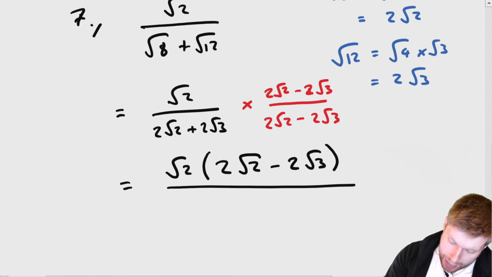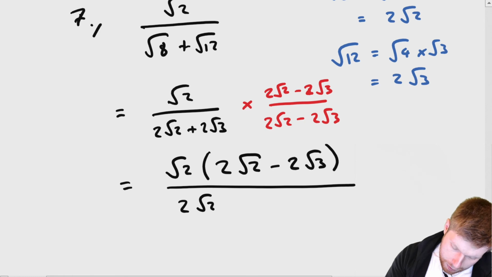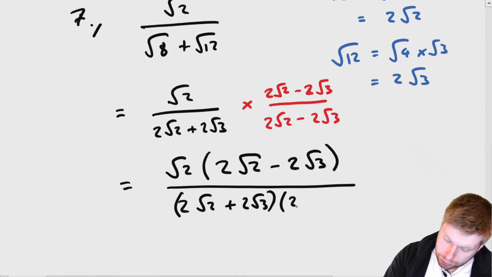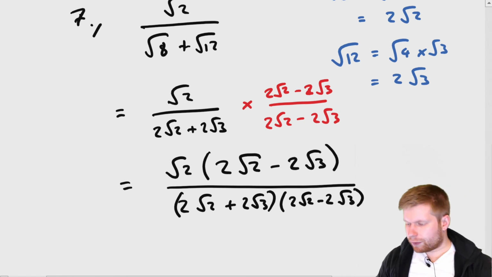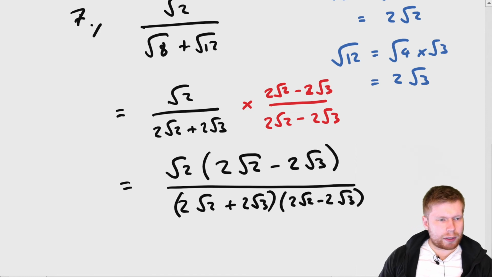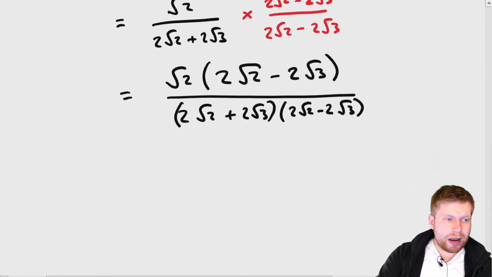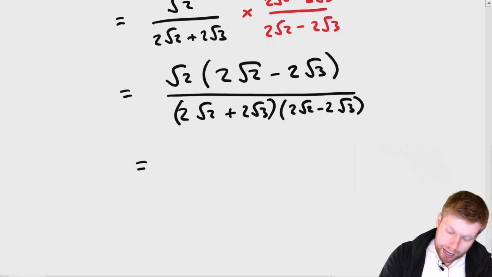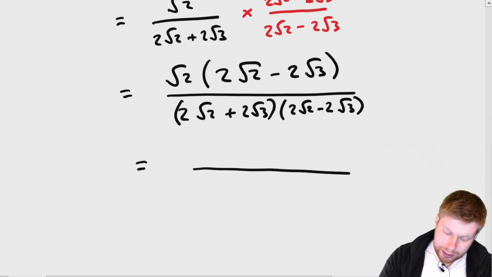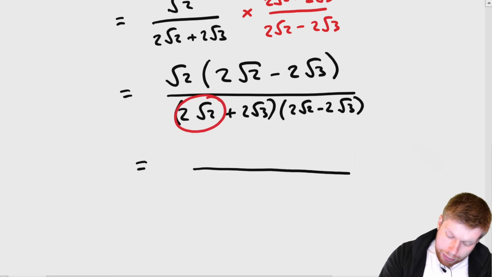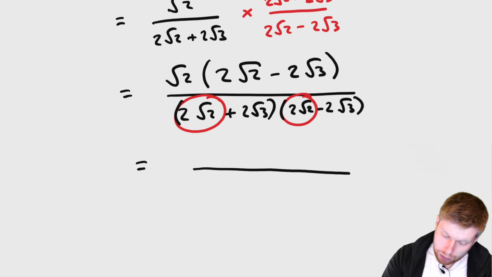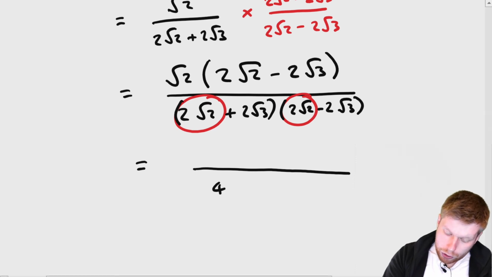Then denominator, again, I get 2 root 2 plus 2 root 3 multiplied by its conjugate. So 2 root 2 minus 2 root 3. Now, if you've not had much practice with this, it might take a little bit of time to expand this out, but hopefully you realise it's just difference of 2 squares, okay? So in other words, let me start off with the denominator first. It will be this thing times this thing, okay? So 2 times 2 is 4, root 2 times root 2 is 2, okay?